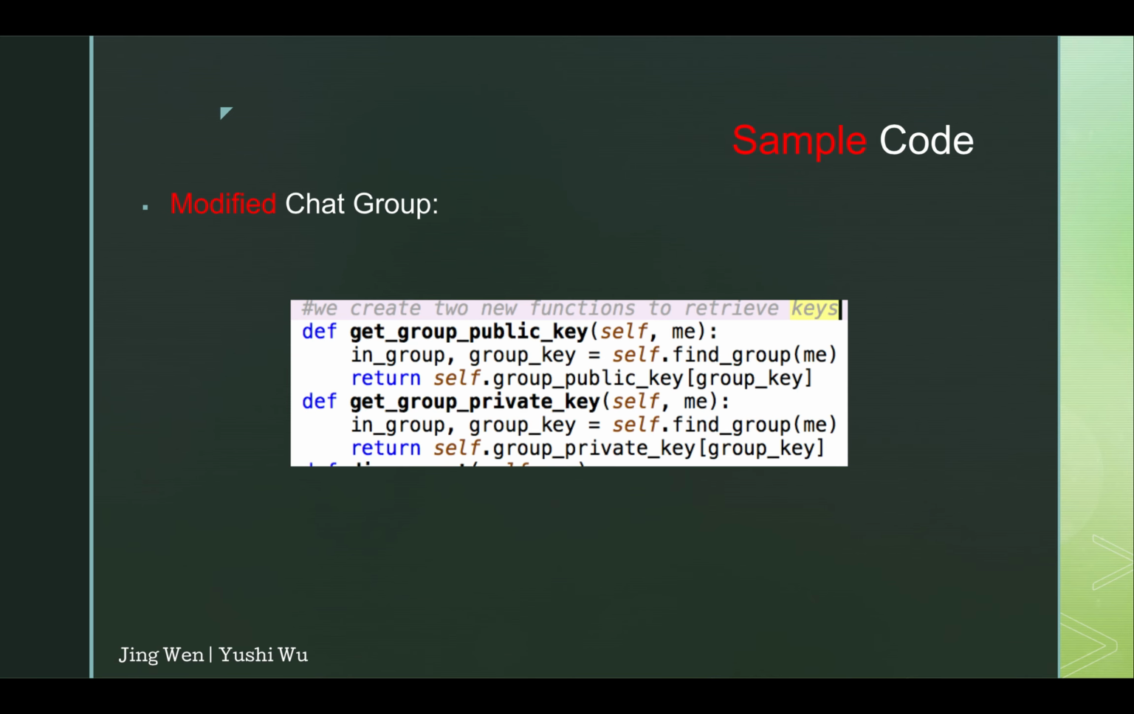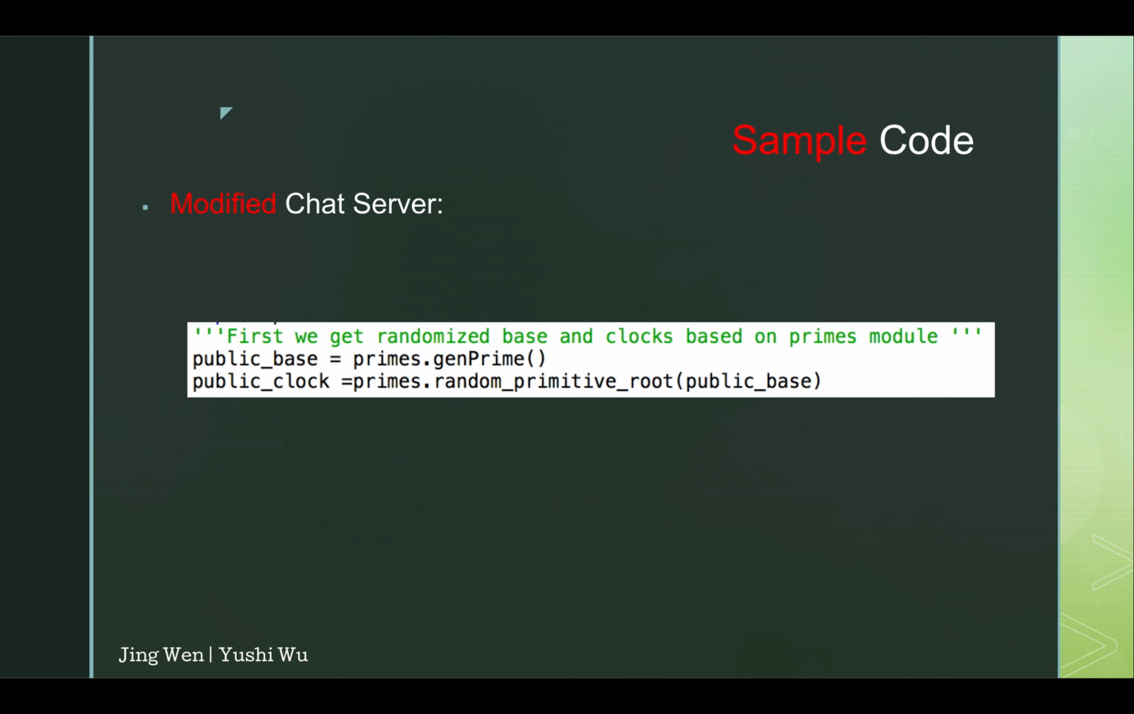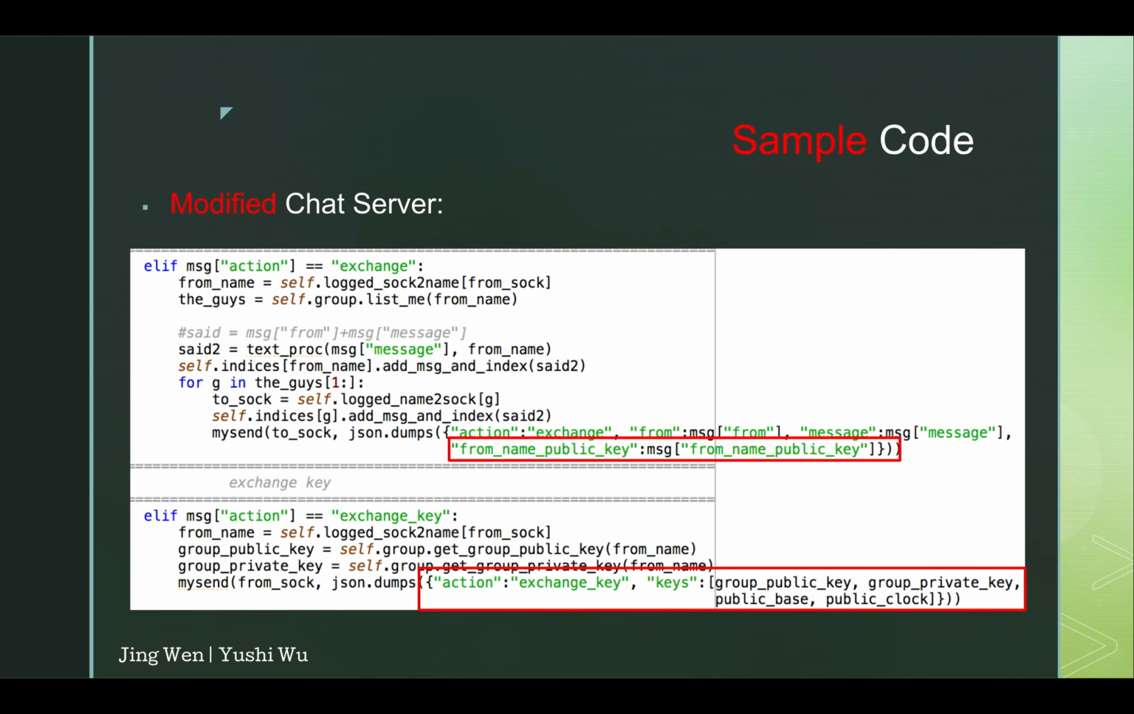And also, we build two functions for it to make it easy to get group public and private keys. For the chat server side, we first guess the randomized public clock and base. Then we build a modified exchange function so that when people send messages, they can also send their public key along with the message, so that the peer can decrypt their message.